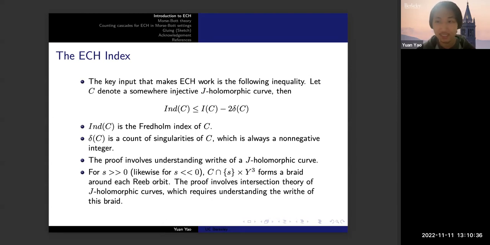Specifically, you need to understand the writhe of a J-holomorphic curve. Let me just say what this is.